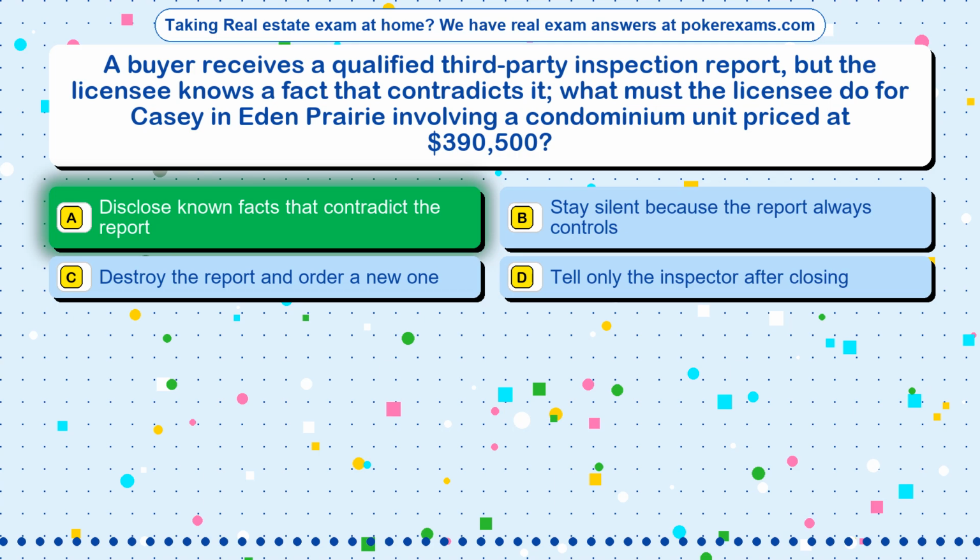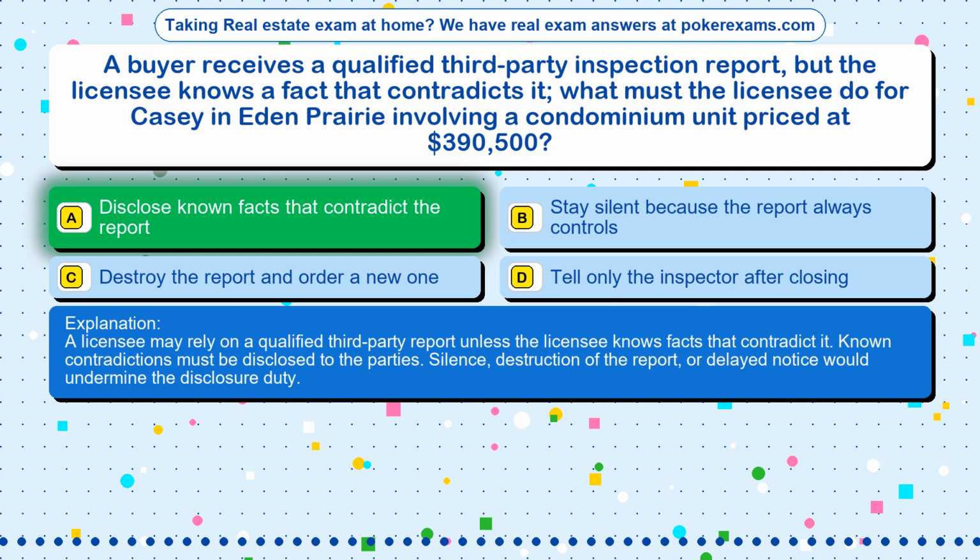The correct answer is option A, disclose known facts that contradict the report. A licensee may rely on a qualified third-party report unless the licensee knows facts that contradict it. Known contradictions must be disclosed to the parties. Silence, destruction of the report, or delayed notice would undermine the disclosure duty.